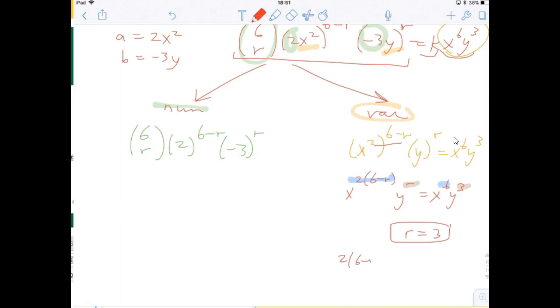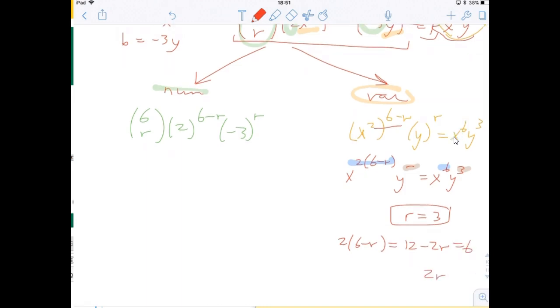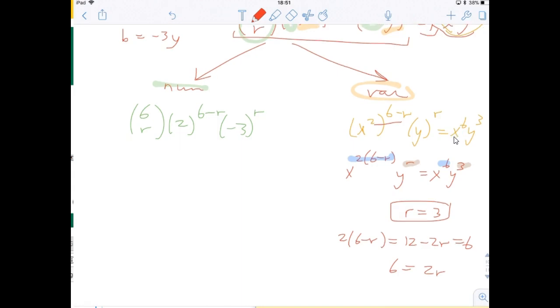2 times 6 minus r is equal to 12 minus 2r, which is equal to 6. So that would be 2r equals 6, because if I subtract 6 from both sides, I would get 6 on the left, and then I could add 2r to both sides and get 2r on the right. And so r is equal to 3 also. So do you see how, either way, using the brown information or the blue information, I can figure out that r equals 3, right?